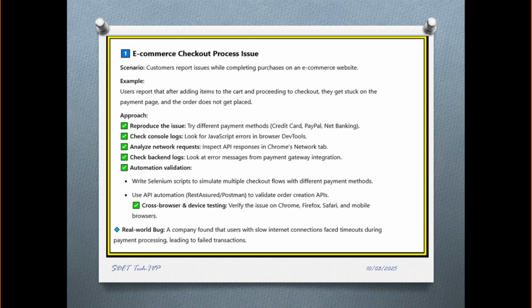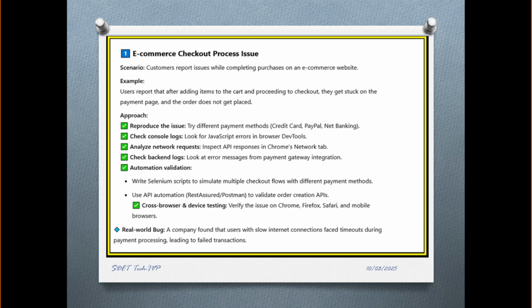Firstly, I'll reproduce the issue, and for the reproduction I will try different payment methods like credit card, PayPal, net banking and UPI. Then check console logs, analyze network requests, and check backend logs. If you know automation, then I will create an automation script to run multiple checkout flows simultaneously with different payment methods. Also, for the API, I will validate the API for order creation, and check cross browser and device testing.